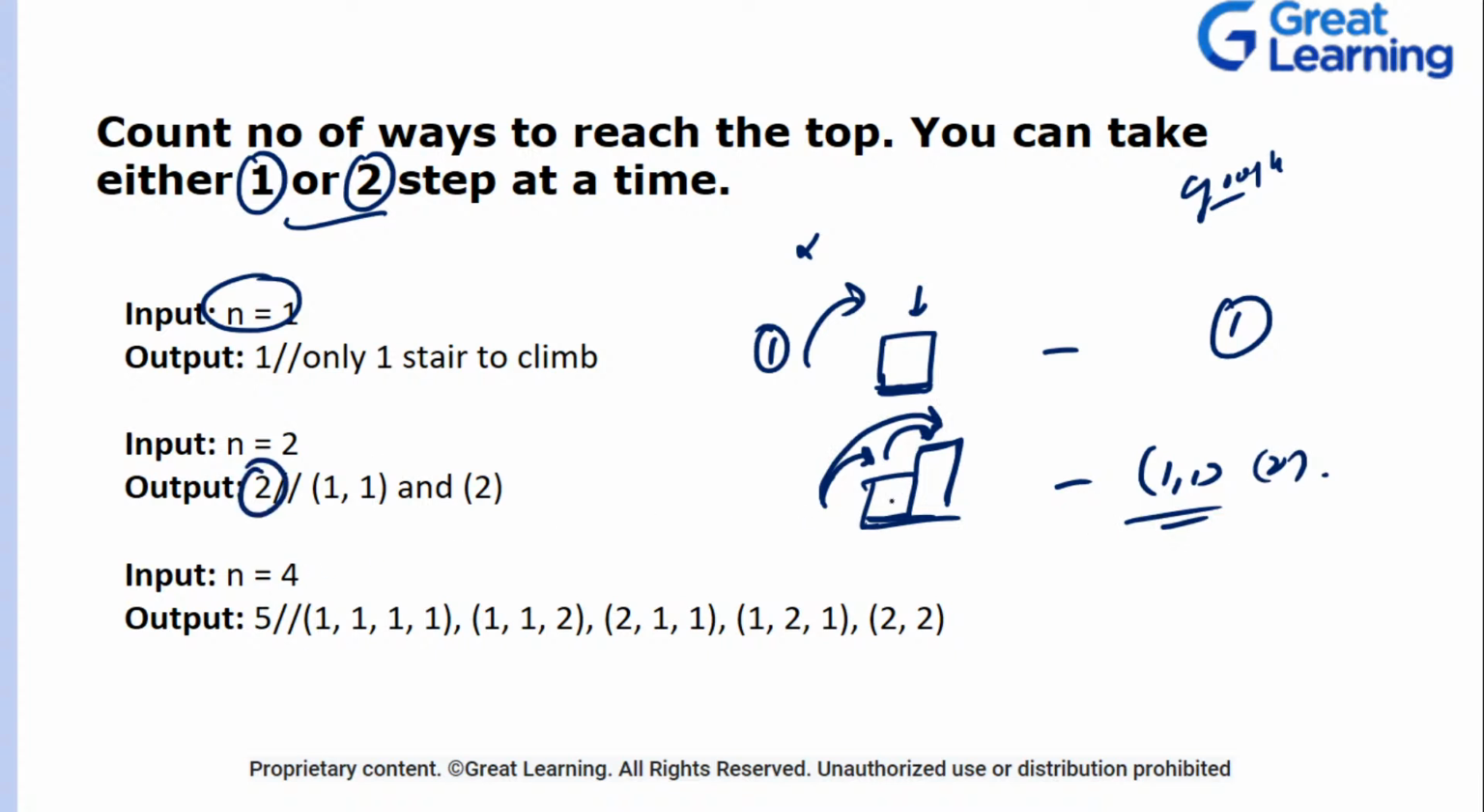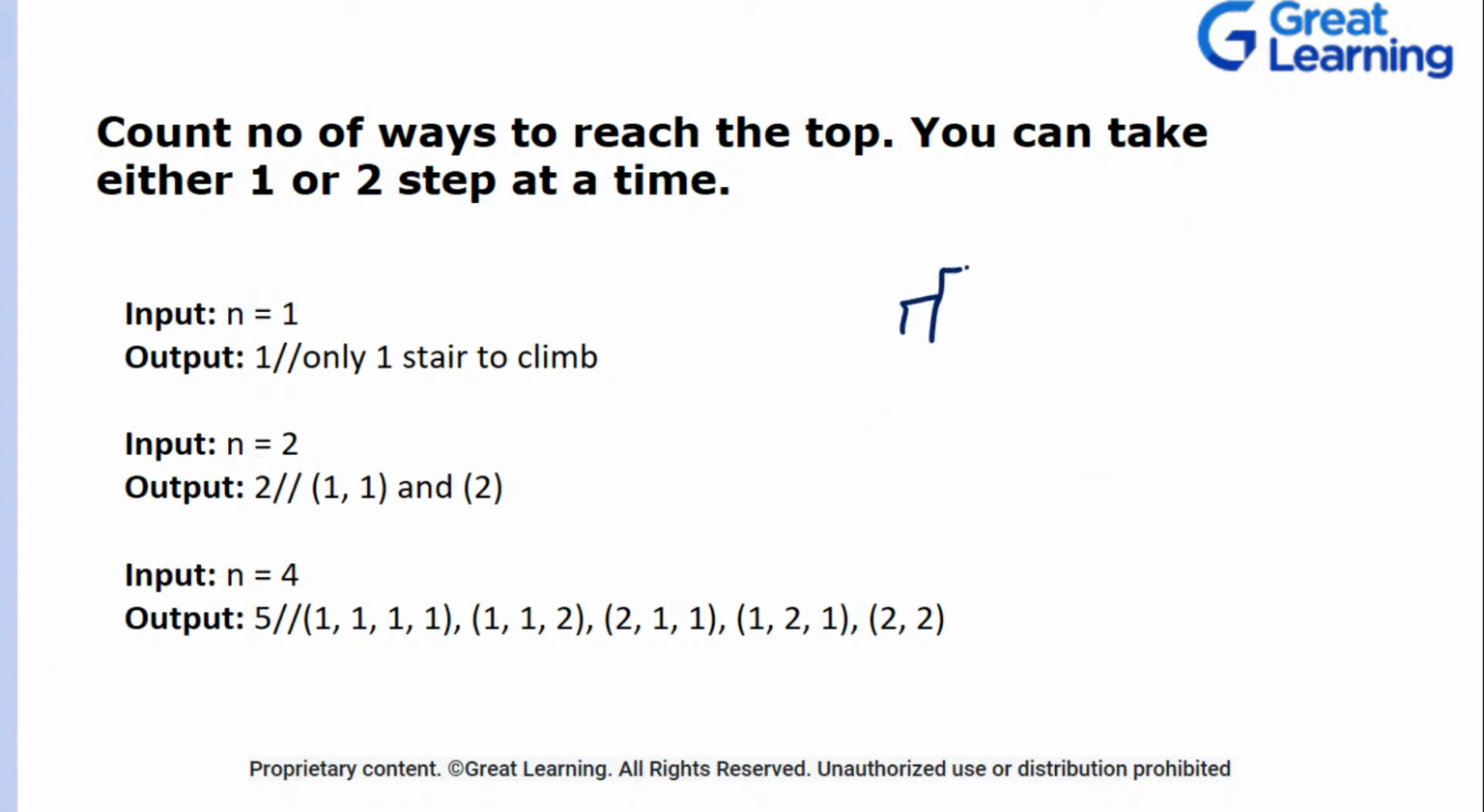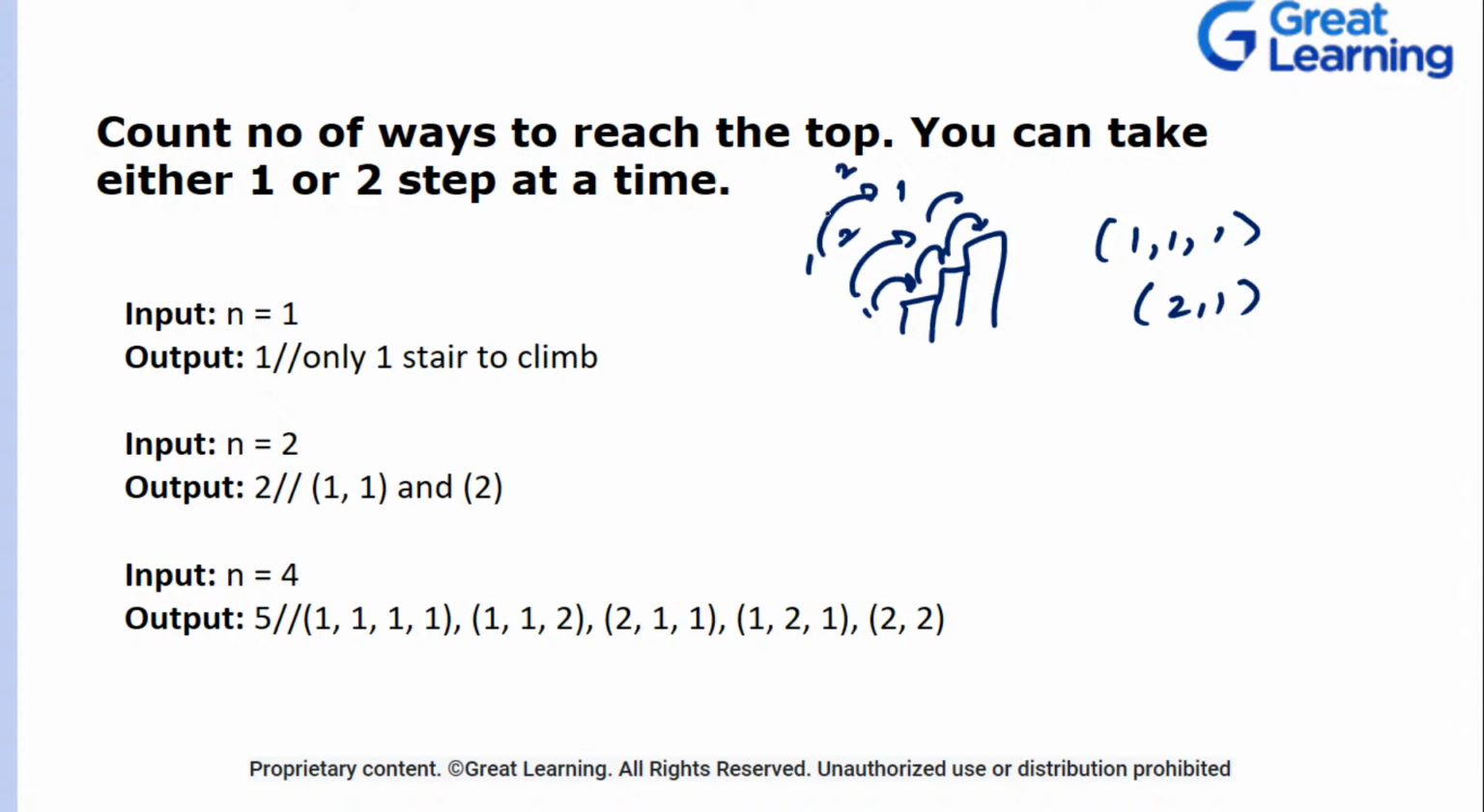Now what about if n is equivalent to 3? Let me just clear out. Yeah. Now what if n is equivalent to 3? So you can either take one step and one step, that means 1, 1, 1 will be the possible combination. Then you can take 2 and 1. Then you can take 1 and then 2 steps. So these are the possible combinations.